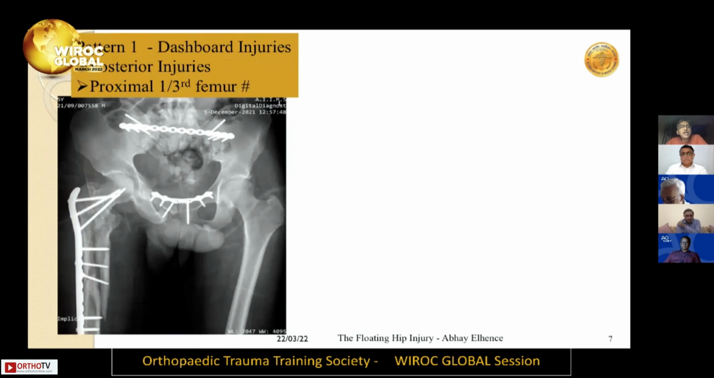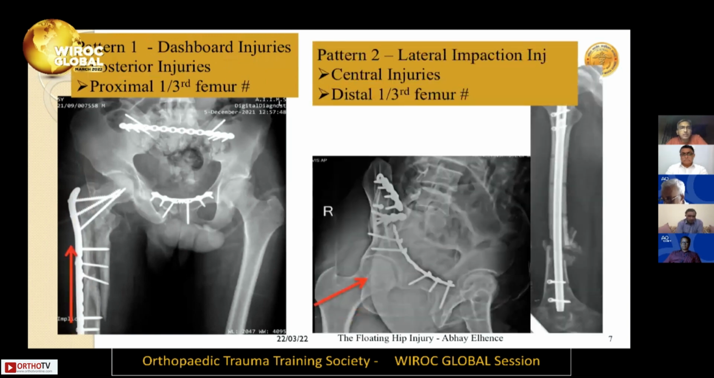So what is important to understand is that there are two patterns of injuries. One is the dashboard injuries, where the primary force which is going to damage comes from the knee, or distal to proximal. And these are injuries where one will have proximal third fractures of the femur, and they will have posterior fracture dislocations of the hip or posterior injuries of the pelvis. The second pattern is the lateral impaction injuries, and those are the ones where the primary destabilizing force comes from the greater trochanter. And these are the injuries which cause the anterior and central injuries to the acetabulum and the pelvis, and they will cause distal third femur fractures.